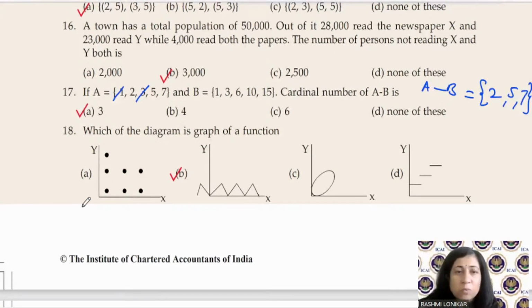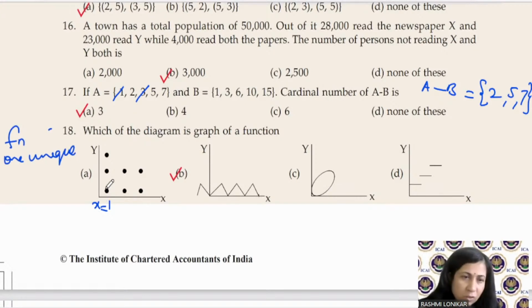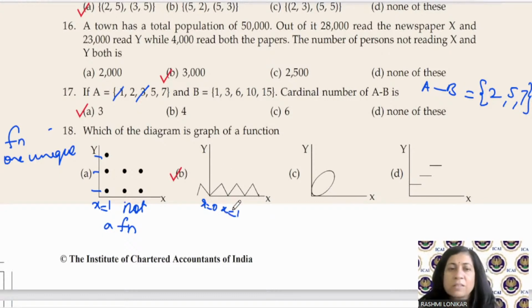Now the 18th sum. Which of them is a graph of a function? Suppose x is equal to 1 here. What is the value of f(x)? When do we say it's a function? When there is only one unique answer. Here for x equal to 1, y can be equal to this, this, or this. So this is not a function. Now here, x equal to 0, x equal to 1, you can see everywhere the answer is different. Okay, so this is a function.